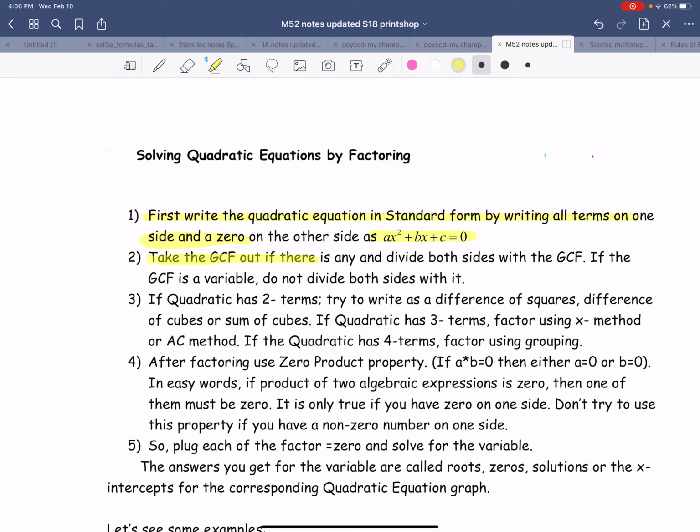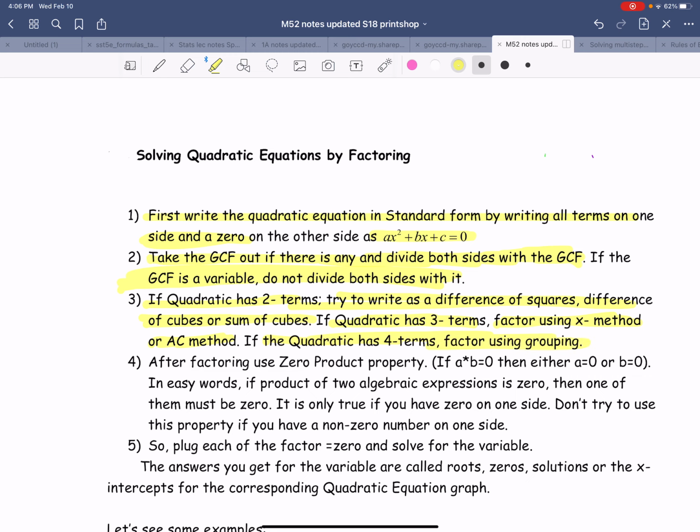The next step is to take the GCF out if there is any, and then divide both sides by the GCF. If the GCF is a variable, then do not divide by that GCF, okay? If the quadratic has 2 terms, then we want to use the difference of squares or sum or difference of cubes. If the quadratic has 3 terms, then factor using the x method or AC method. If the quadratic has 4 terms, then we would go with the grouping method.